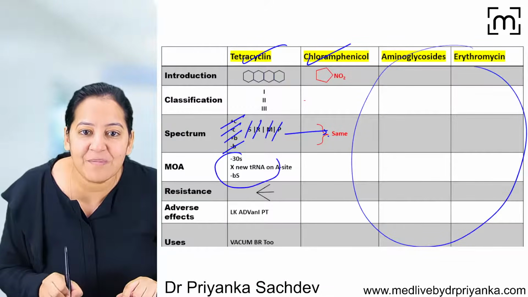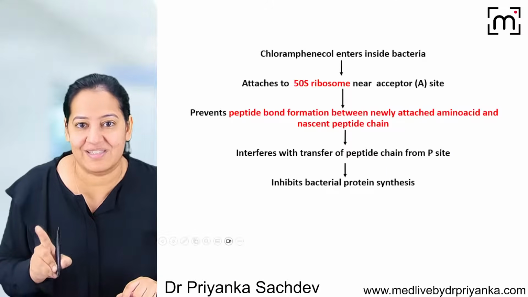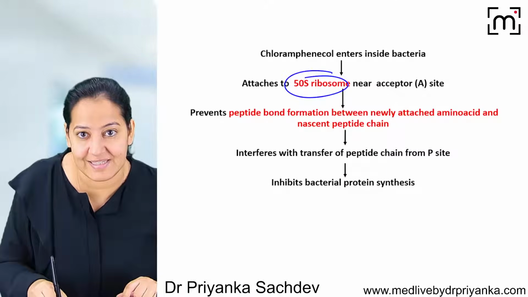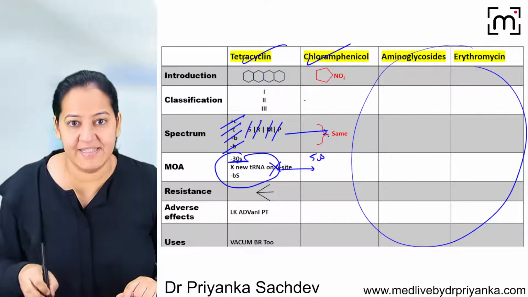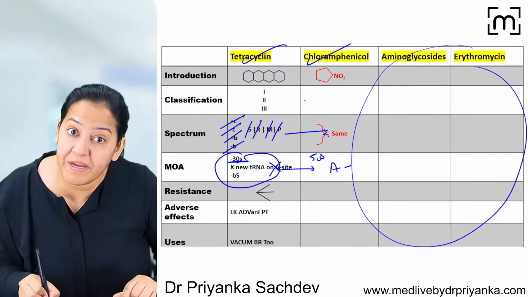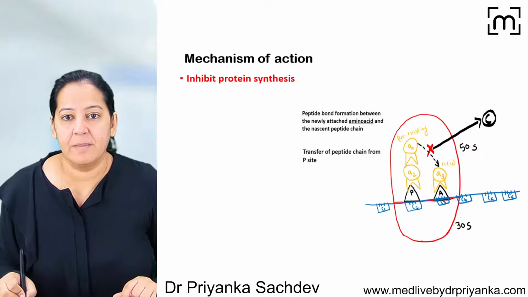Now, tell me the mechanism of action. The first thing: tetracycline was acting on 30S, this will act on 50S. Tetracycline was blocking the A window. That is the second step. This will block the third step, P to A transfer. Can you see? P to A transfer.